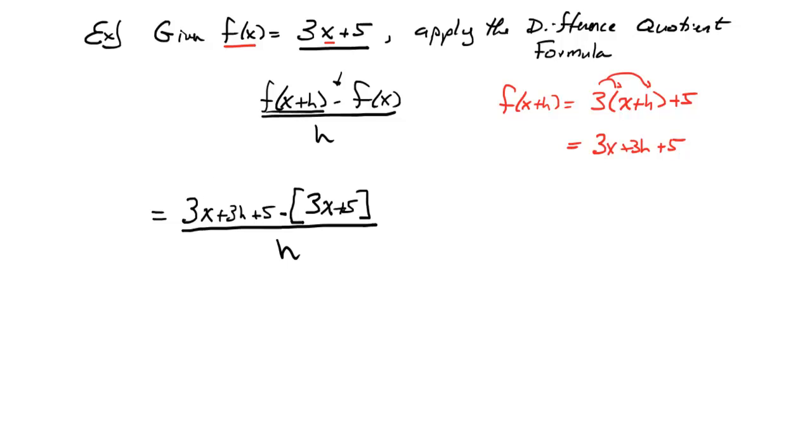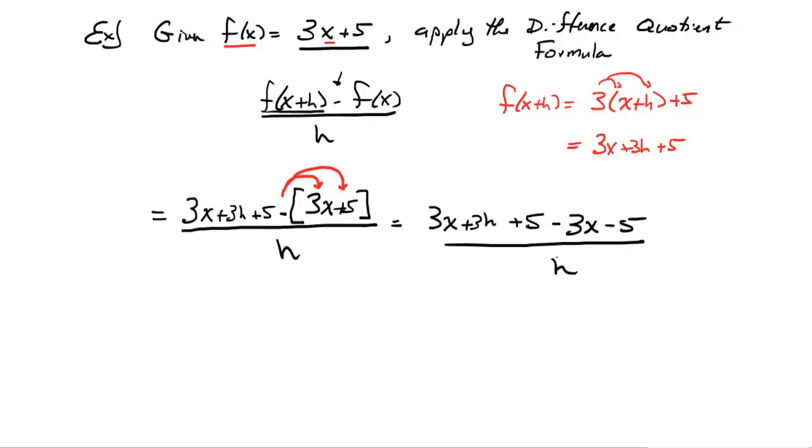So now be careful because this negative has to be distributed to both that 3x and to that 5. So this will give me 3x plus 3h plus 5 minus 3x minus 5 all over h. And notice my 5's cancel, and my 3x and my negative 3x cancel, and this gives me 3h all over h, and notice my h's cancel, and I'm left with a value of 3.